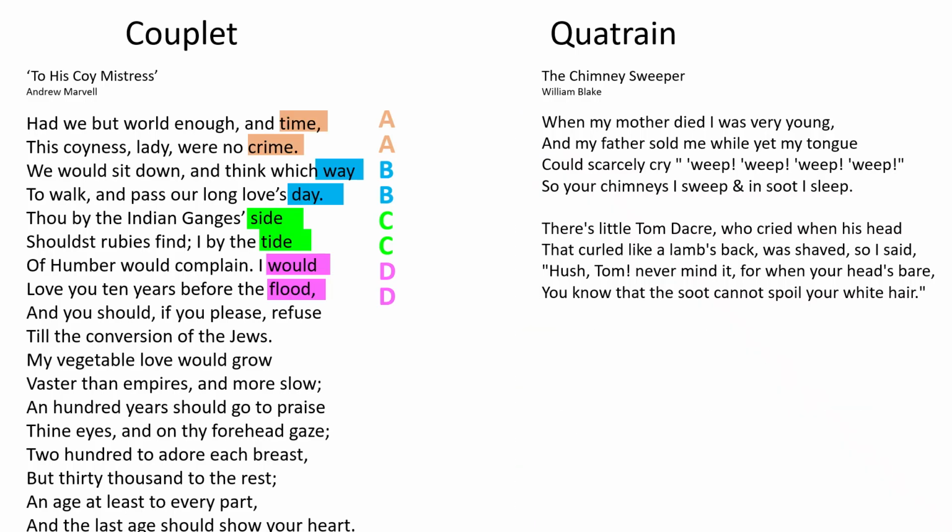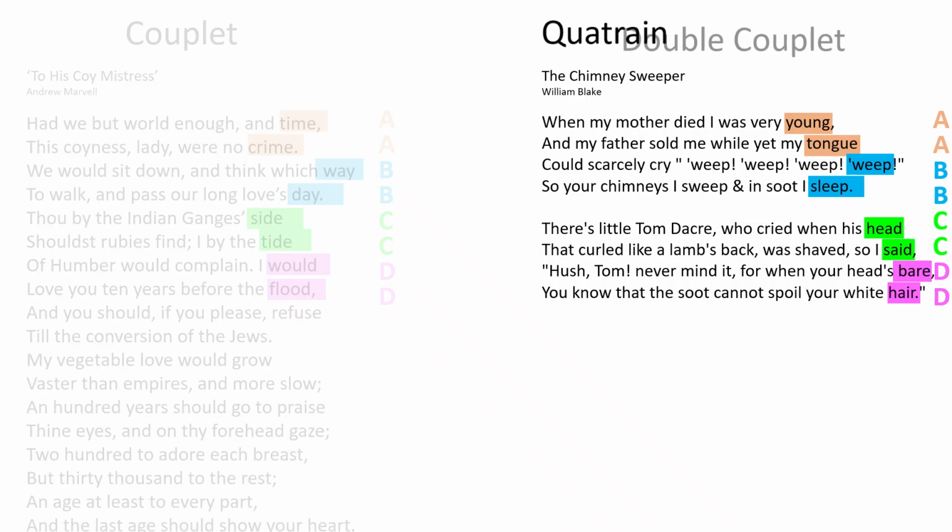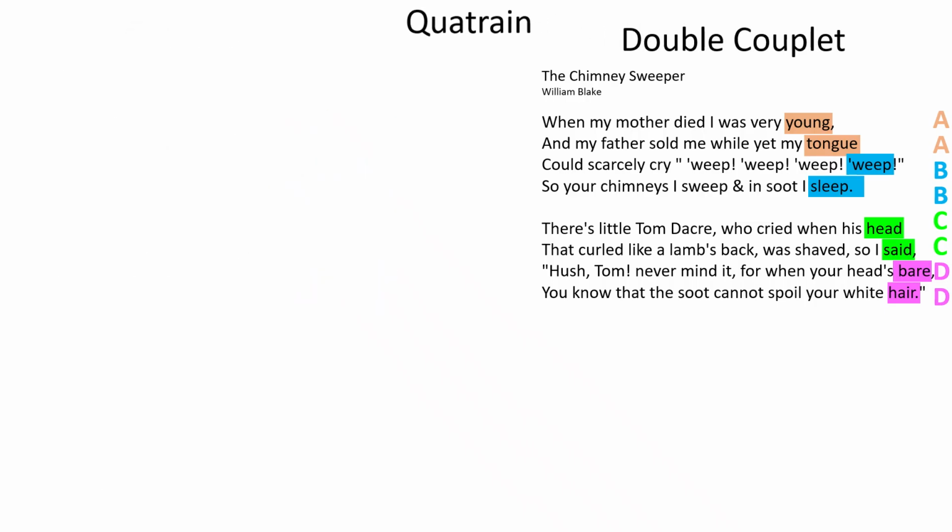This particular quatrain example, The Chimney Sweeper by William Blake, has the same rhyme scheme as the couplet does. Young, tongue, weep, sleep, head, said, bear, hair. That's A, A, B, B, C, C, D, D. Because it has the same rhyme scheme, it is called a double couplet.